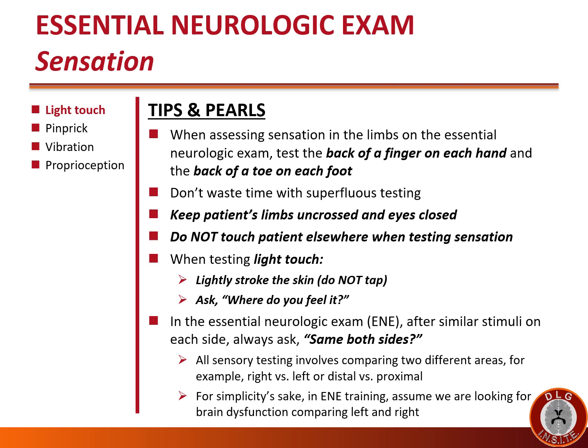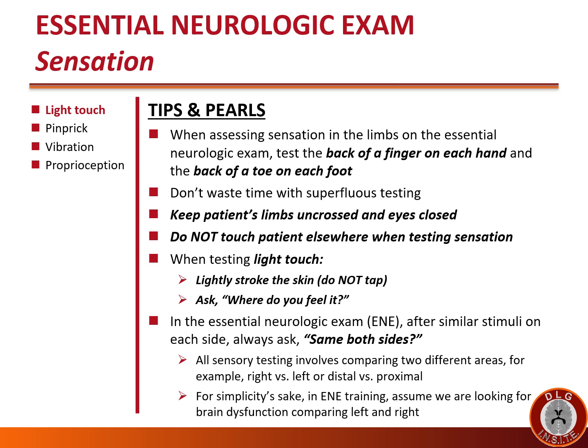Tips and pearls, sensation, light touch. When assessing sensation in the limbs on the essential neurologic exam, test the back of a finger on each hand and the back of a toe on each foot. Don't waste time with superfluous testing. Keep the patient's limbs uncrossed and eyes closed. Do not touch the patient elsewhere when testing sensation. For example, don't give a comforting pat on the shoulder somewhere else. Just touch the patient only where you're assessing sensation.